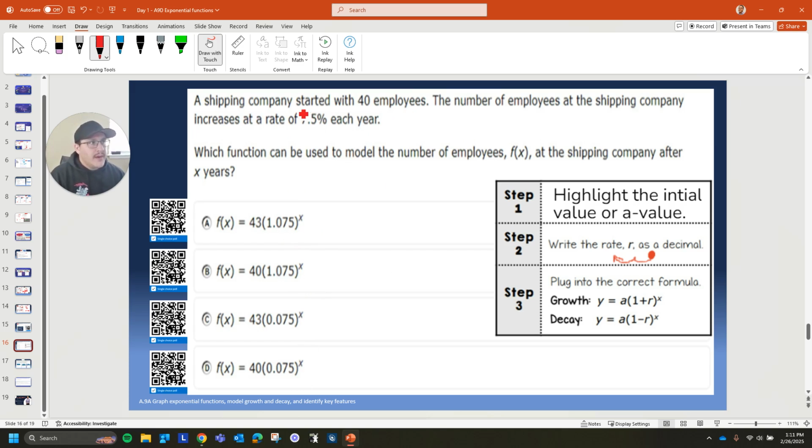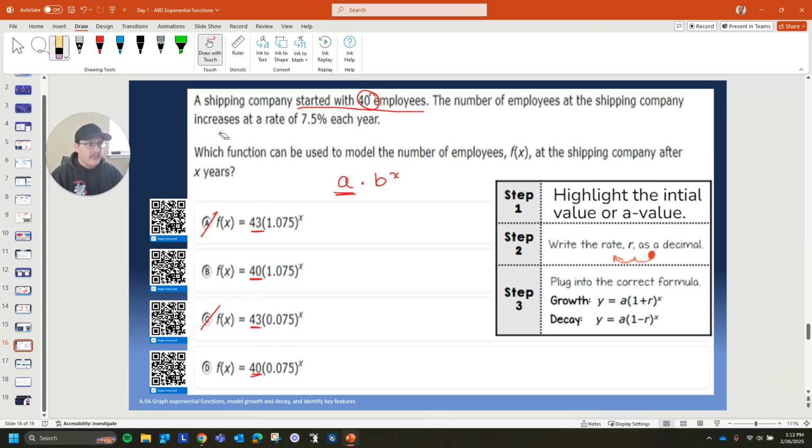All right, so now which one of these can model the scenario that we have at the front? Well, the company started with 40 employees. Exponential equations are in the form of a times b to the x. A is our starting position. So each of these a's need to be what number according to our word problem? 40. They need to be 40 employees. They started with 40 employees. So which two answers can we mark off automatically? A and C, because they both have 43 and we don't want that.